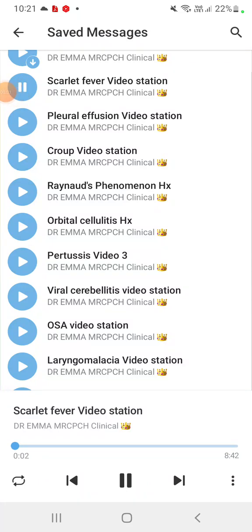Can you please describe what you see? I see a child who has red lips. There's a rash on the cheeks, and there's a picture of a throat which is erythematous, and a characteristic strawberry tongue is also noted. And there's a widespread macular erythematous rash that is seen.